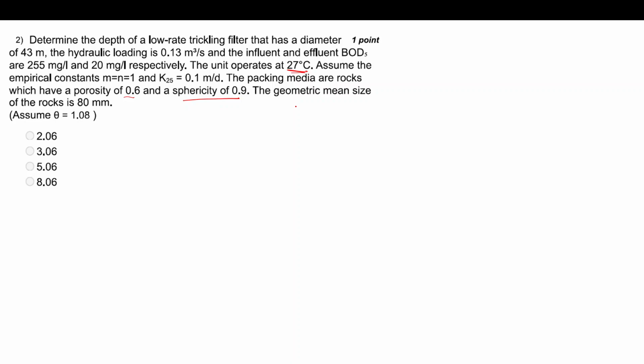So, can you tell me which formulas to be used? Anyone?